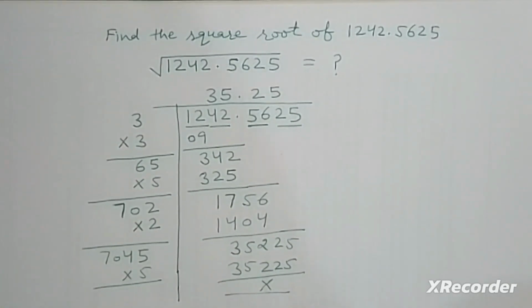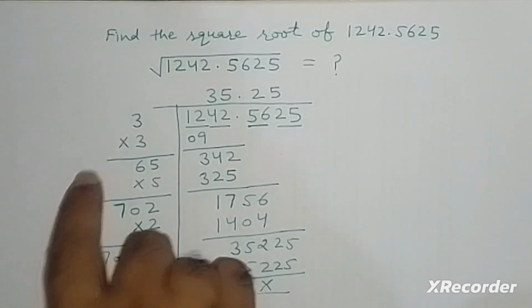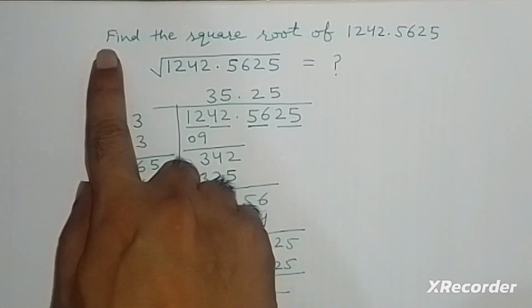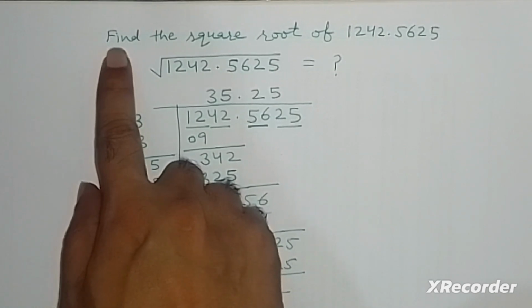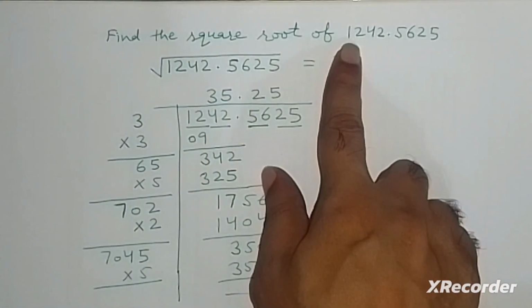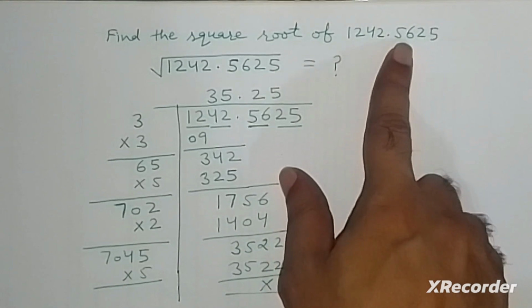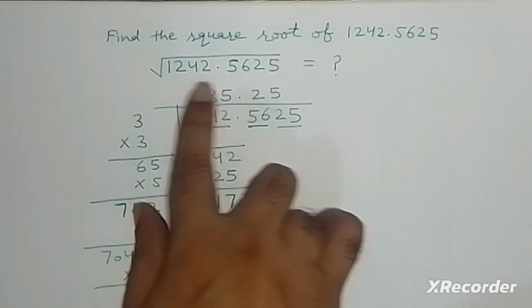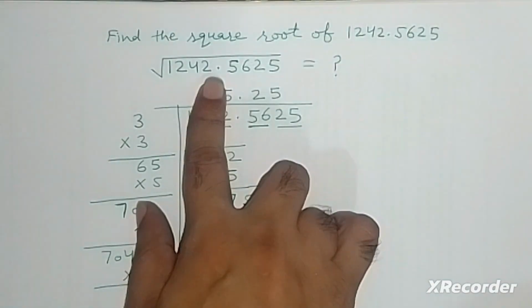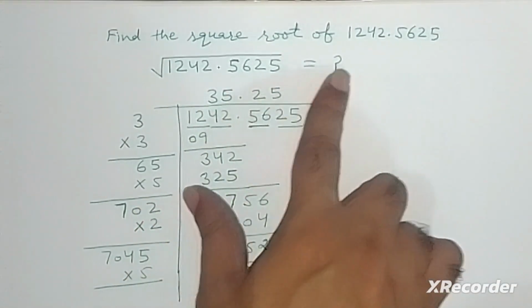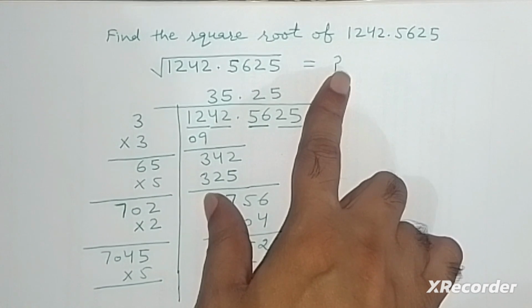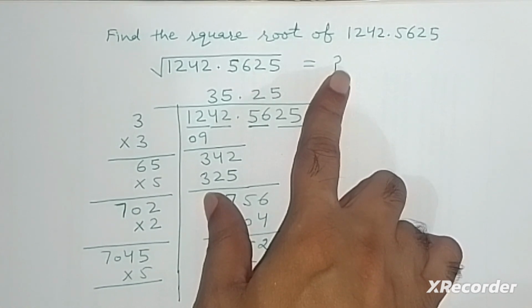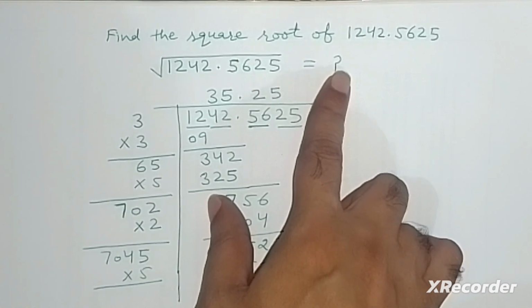Friends, in this video we will learn how to find the square root of decimal numbers. For example, find the square root of 1242.5625. Hence, we have to find the value of root 1242.5625. So let us solve this sum with the long division method.